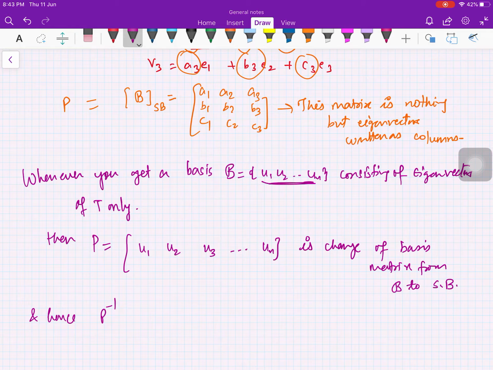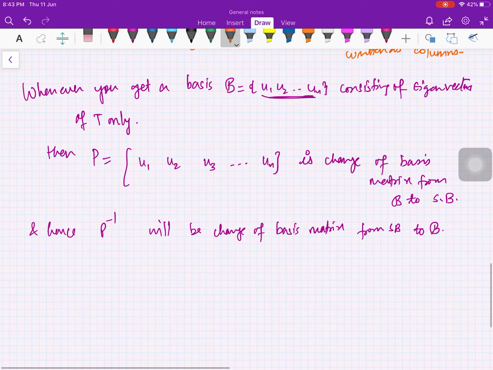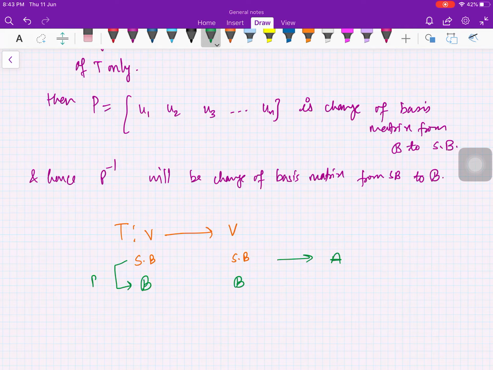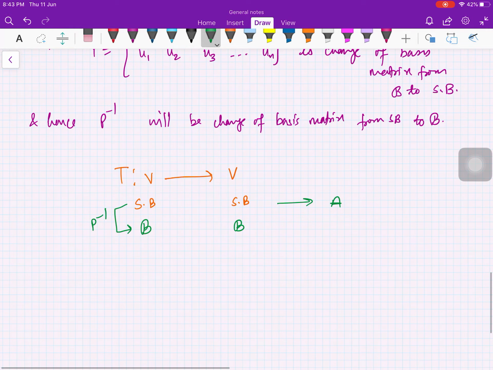Then we know that P inverse will be the change of basis matrix from standard basis to beta. We know that if you have a change of basis matrix from beta 1 to beta 2, then from beta 2 to beta 1 is the inverse of that one. So we have this particular situation that you had T from V to V, and you had the standard basis here, and your representation with respect to this basis is A, right? And then you change your basis to beta, and this change of basis matrix here is P inverse.